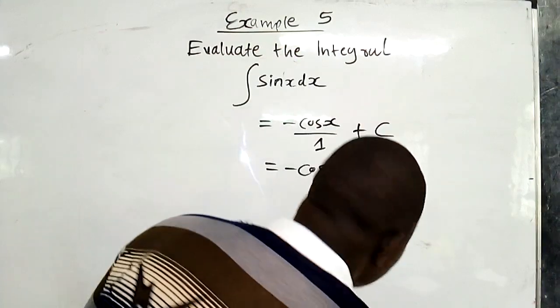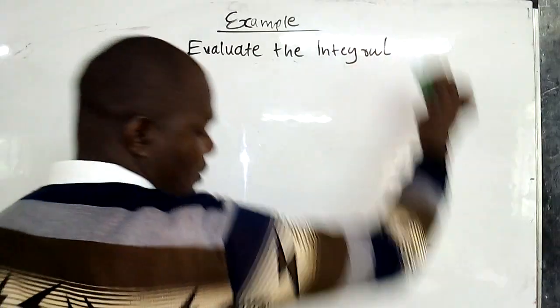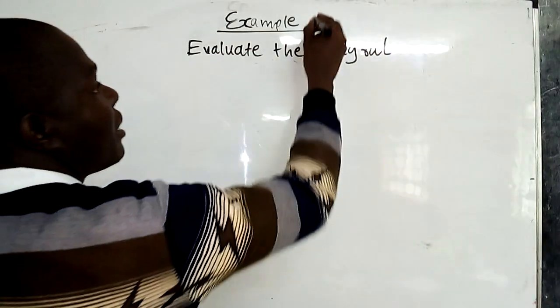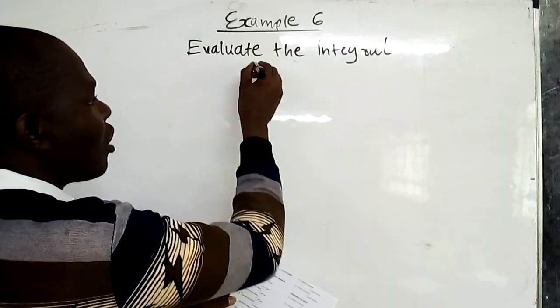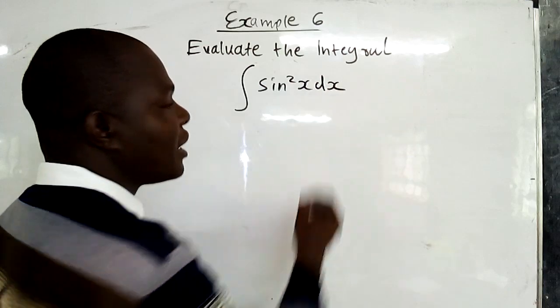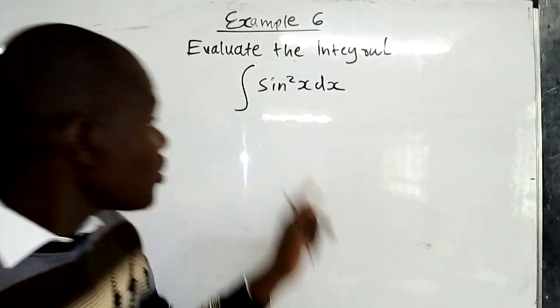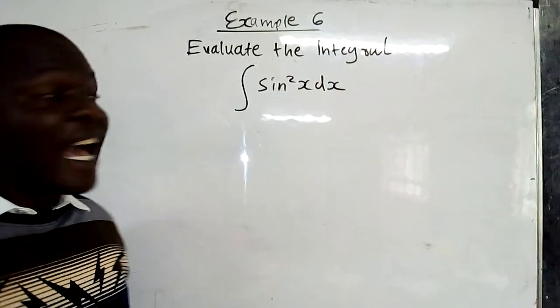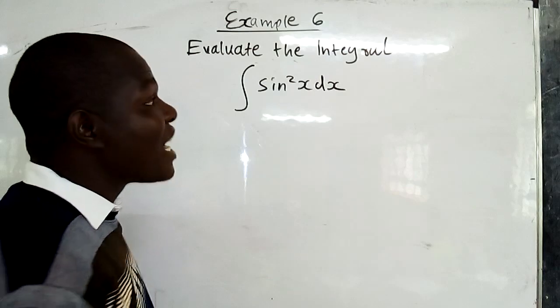So let us move to example number 6. Example number 6. You are told to evaluate the integral of sine squared x dx, isn't it? Now to evaluate the integral, you can see sine squared x dx, and you cannot integrate any function which is squared, isn't it? Yes. You get rid of the power.